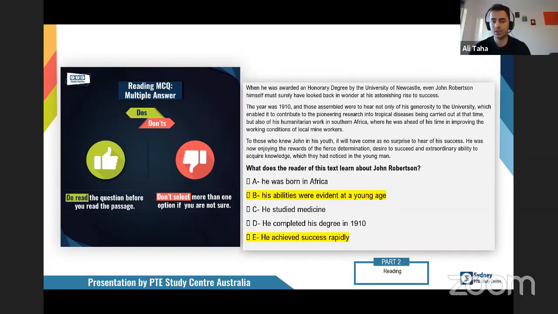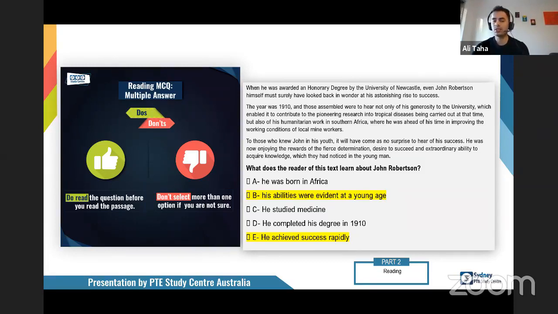And he achieved success rapidly. If we go all the way to the end, what did they notice in the young man? They noticed his abilities, the way he can acquire knowledge. All this was noticed in the young man, so he was achieving success rapidly. And here, Atik, there's a very big trick in this question. Like, he completed his degree in 1910. So when students saw the number 1910 mentioned in the text, they matched it together. But 1910 over there is not mentioning that he completed his degree.